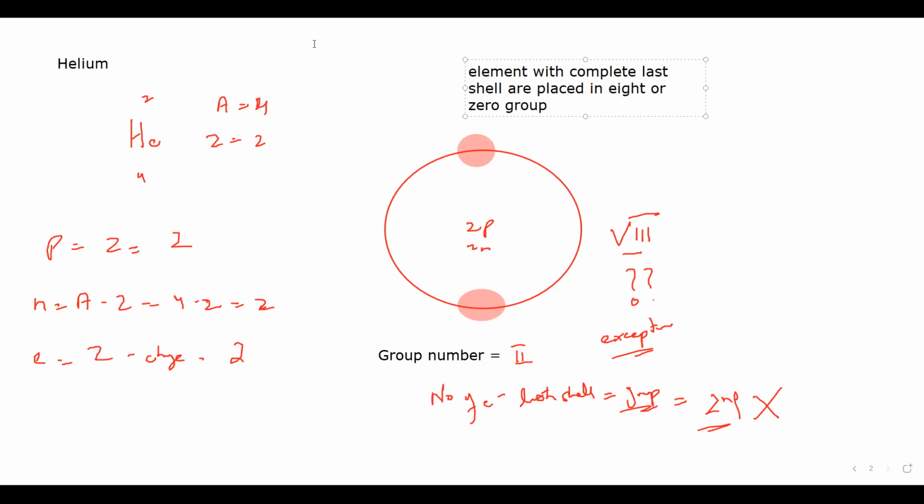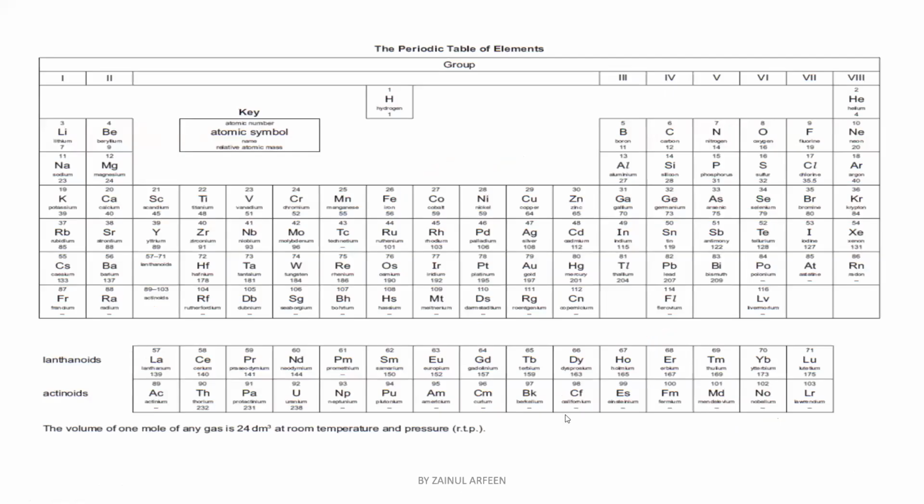So in case of helium, why is it not placed in group 2? Why is it placed in group 8? Because the first shell can have a maximum of 2 electrons, and there are 2 electrons here. That's why it is not placed in group 2. It is placed in group 8. And when you check helium, you will find its position in group 8. So this is an exception only for helium and hydrogen.